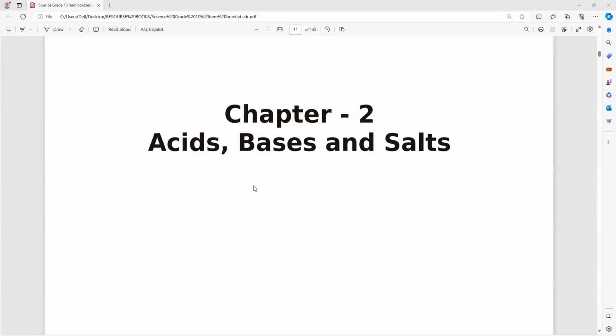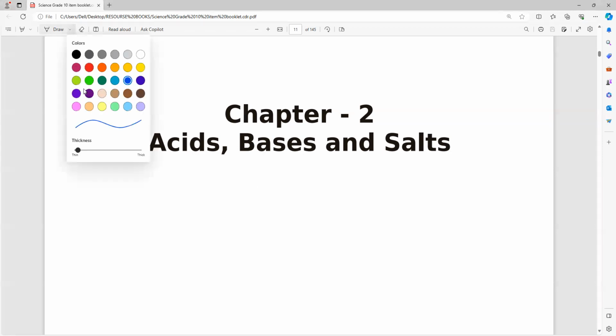So next chapter, acids, bases and salts. Here you're going to experience graph-based questions. Basically in acids, bases and salts, they'll ask about the reaction rate based only on the graph. Even in previous years we have noticed it, and we will see that again now. Let us see how the questions will be.